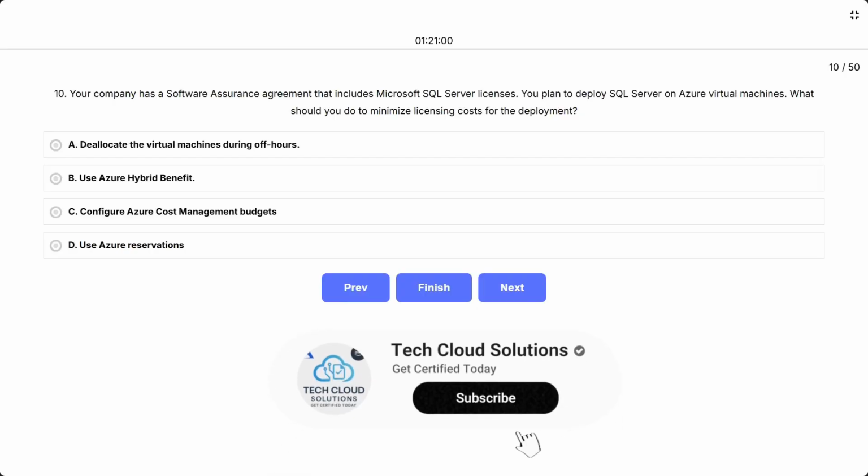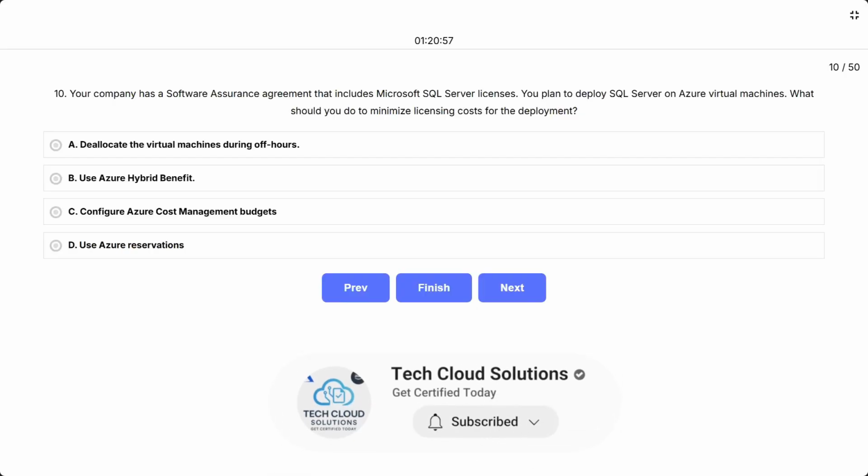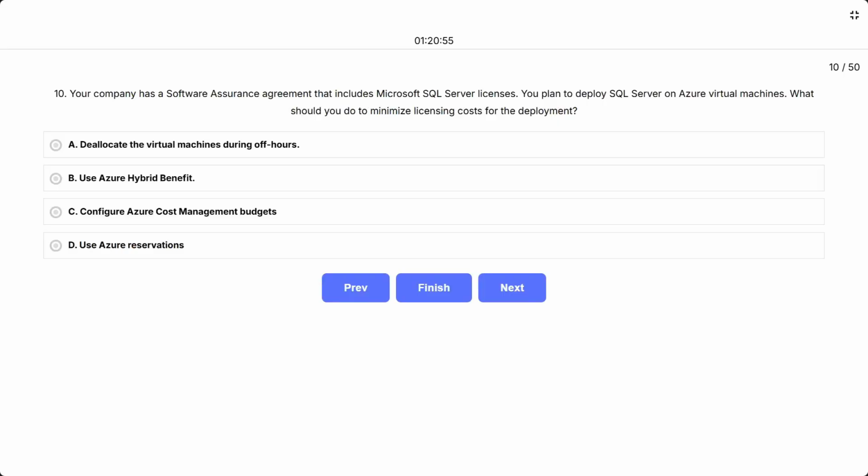Question 10. Your company has a software assurance agreement that includes Microsoft SQL Server licenses. You plan to deploy SQL Server on Azure virtual machines. What should you do to minimize licensing costs for the deployment? The options are A, deallocate the virtual machines during off hours. B, use Azure Hybrid Benefit. C, configure Azure cost management budgets.